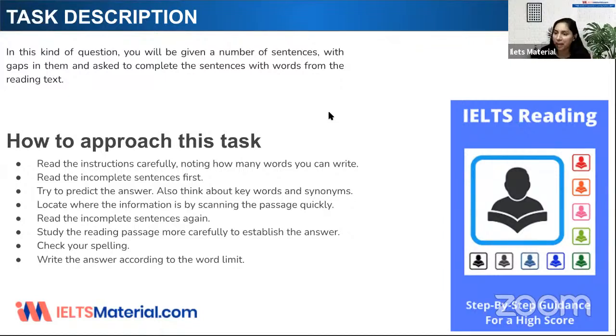To check them grammatically, that they are proper or not, after finding the answer. Study the reading passage more carefully to establish the answer. Again, you need to double check. You have to check the answer twice, that the one you have found is exactly the same, or it fits the sentence.